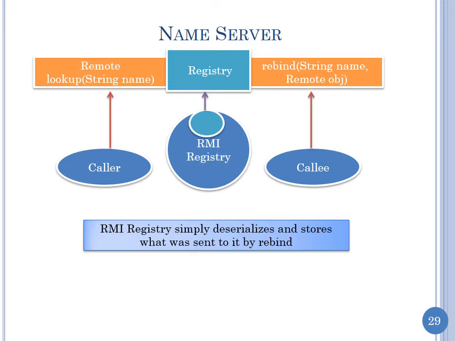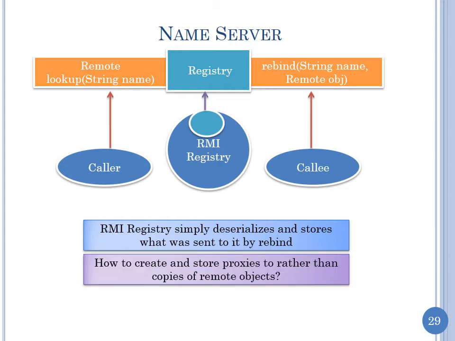As I said earlier, the RMI registry just keeps objects in it. If it gets proxies, it stores proxies. If it gets non-proxies, it stores non-proxies. We know how to get any object from the RMI registry. So the question we haven't answered is, how does the called process store a proxy in the registry? Well, that's easy. We call rebind.